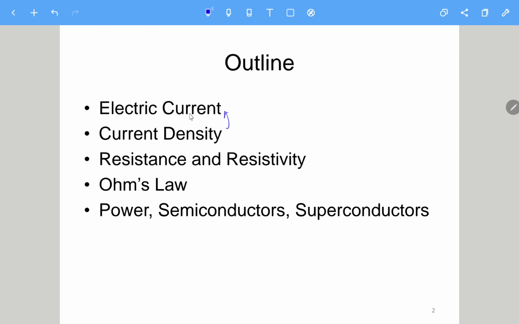But the current is a scalar, and the current density will be a vector field, so it will be a bit more complicated. Then we'll talk about resistance and resistivity, which is the characteristic of some conductors, or actually even for non-conductors, we can define the resistance. And then we'll talk about Ohm's law, but of course this is easy, so I suppose you should have known it. And then we'll talk about power, and slightly talk about semiconductor and superconductor.